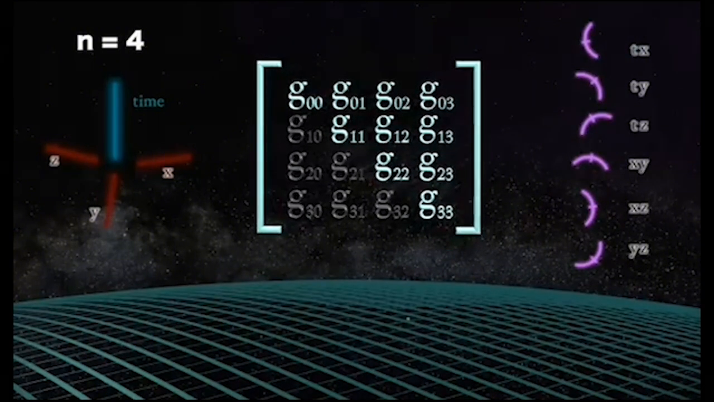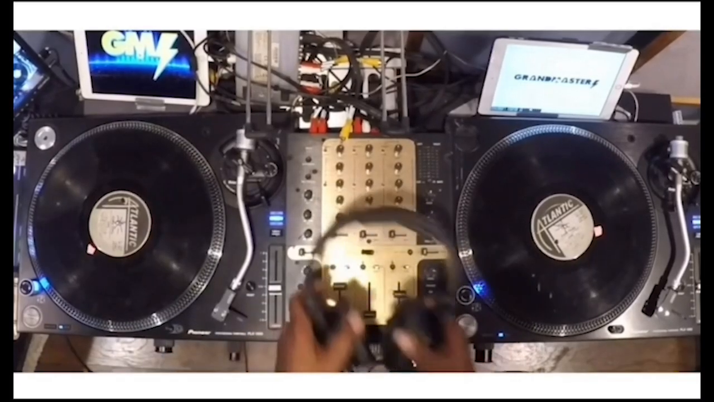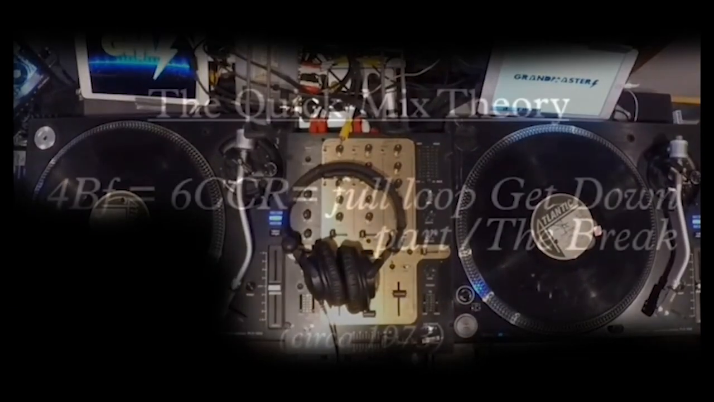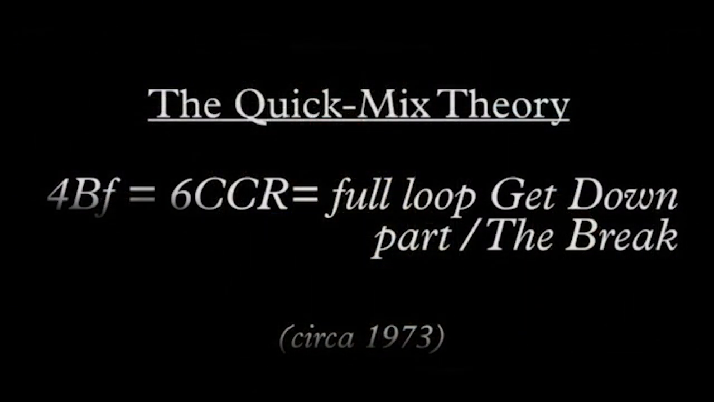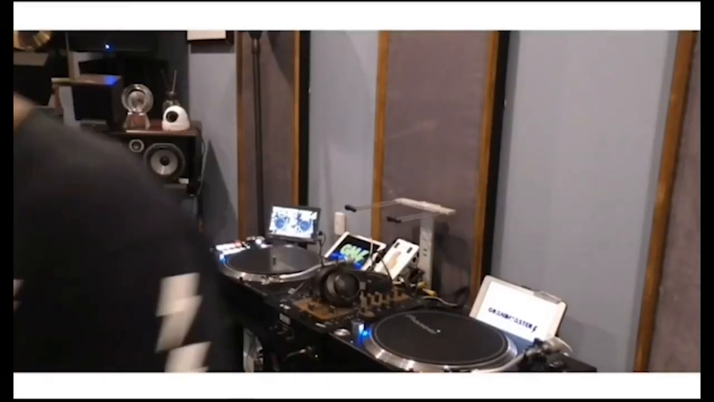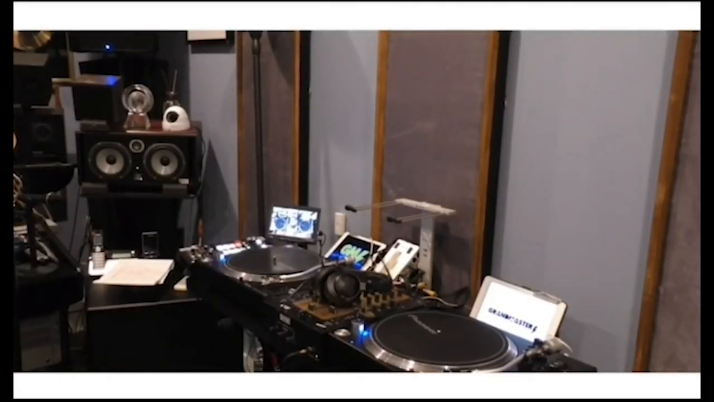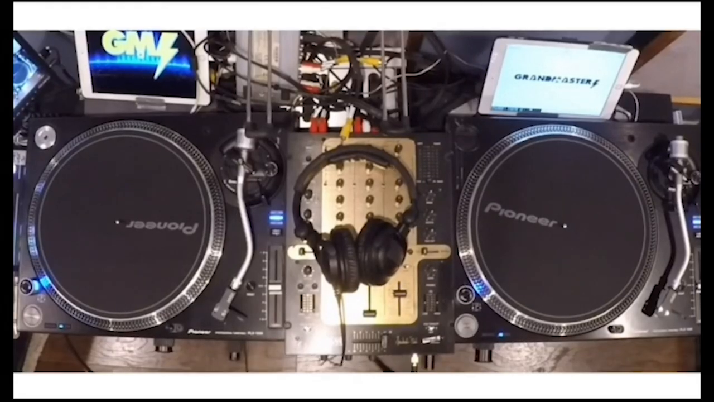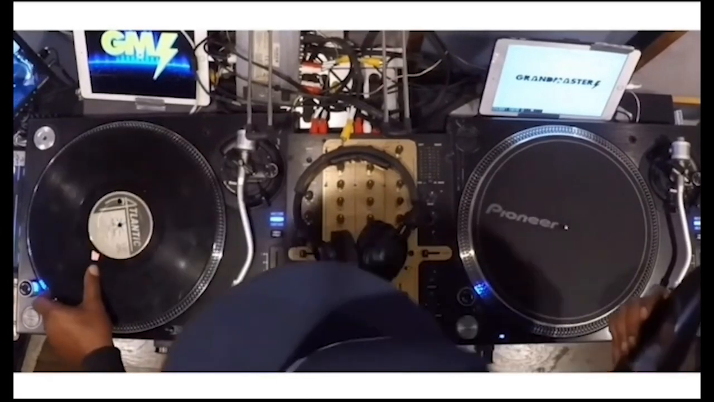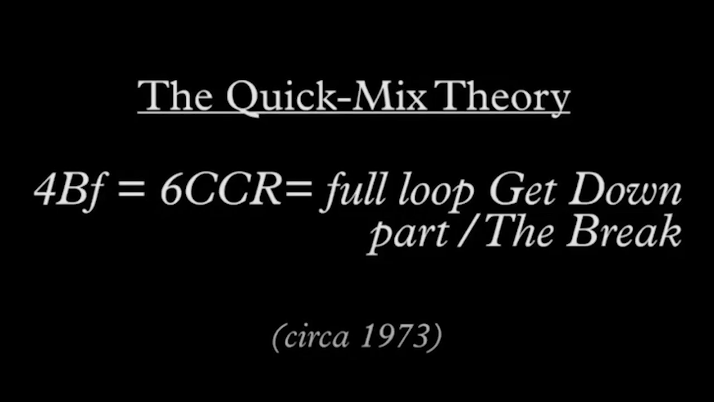Hip-hop aficionados may notice a similarity to Grandmaster Flash's quick mix theory, 4 bars forward equals 6 counterclockwise revolutions, published in 2017. After all, Grandmaster Flash did study as an electrical engineer at Samuel Gompers Technical High School in the Bronx. I wonder if he knew anything about the metric tensor when he discovered the QMT in 1973.